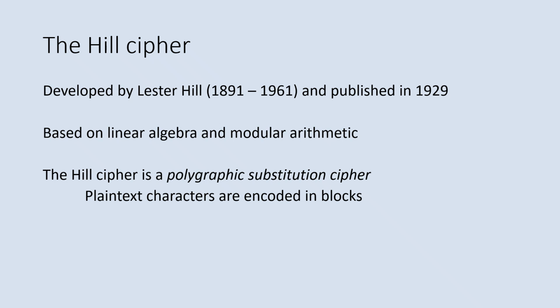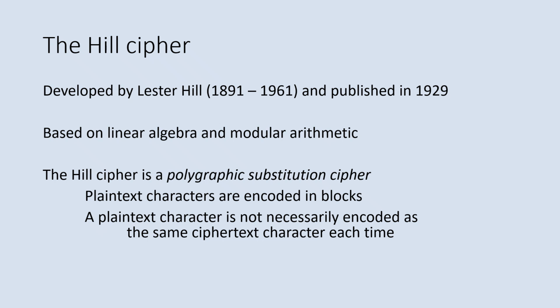So a substitution cipher, you're replacing letters or characters with other characters. And the polygraphic aspect is that the plaintext characters are encoded not single characters at a time, but in blocks of characters. So in the examples we will look at today, we will see encoding just 2 characters at a time, but we can encode more than 2 at once.